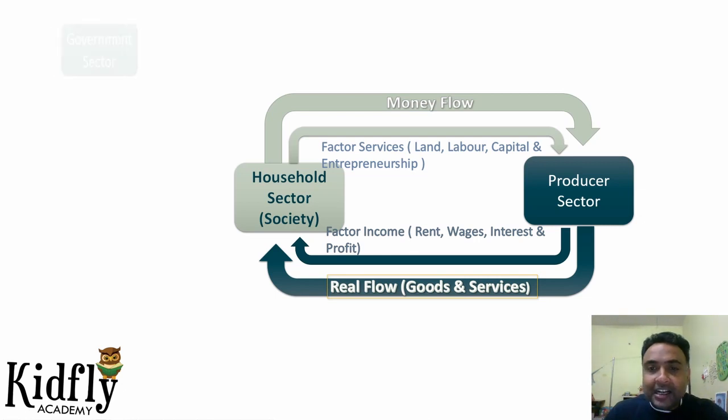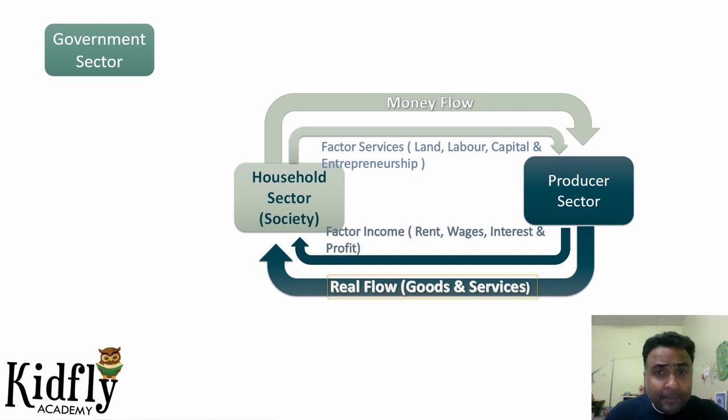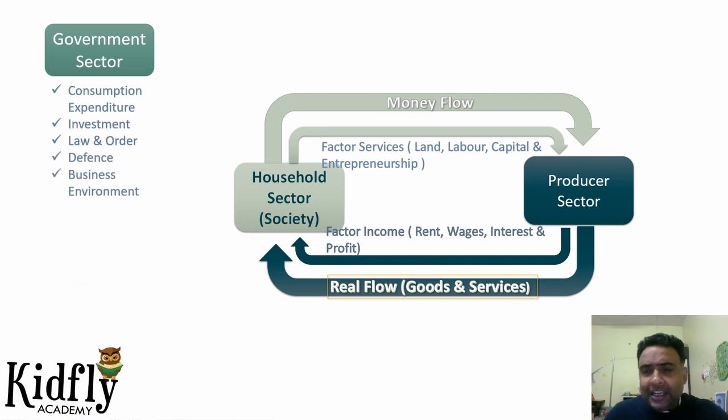One more important sector in the economy is the government sector. The government sector plays a very important role here. They are involved in consumption expenditure and investment. They maintain law and order and defense. They create a favorable ambience and environment for organizations to do business. And against providing all these services, they collect taxes and revenues from both of these sectors, the household sector and the producer sector.